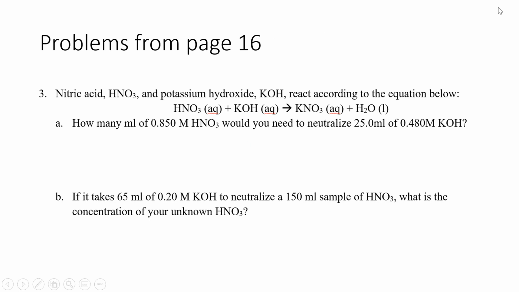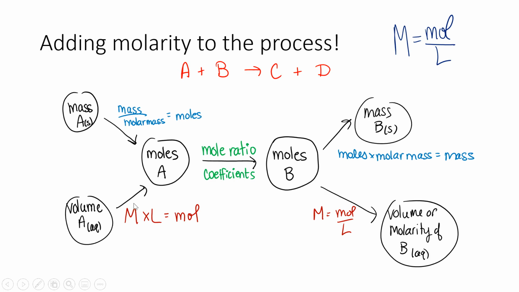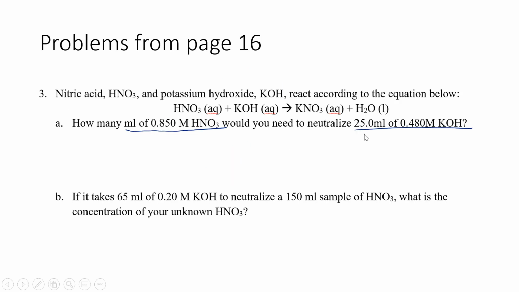And these are from page 16, our solution stoichiometry page here. So we've got this reaction here. We've got nitric acid and potassium hydroxide that are reacting. And the question is, what volume of HNO3 would you need to neutralize this much KOH? So first step, if we take a look at our mole map here, is to find moles. So I'm going to see if there's one reactant that I know the molarity and the volume of. Okay. And it looks like we know the molarity and the volume of KOH.